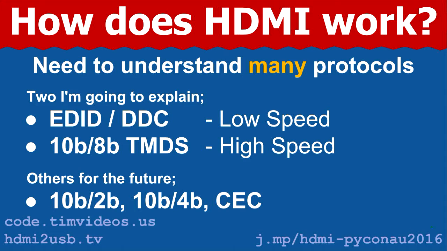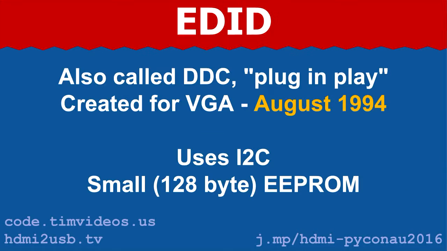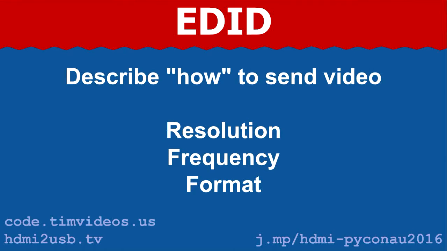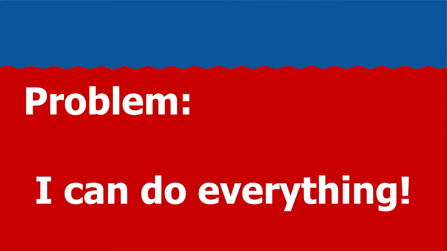the two main ones. There's one called EDID. So what is EDID? EDID is basically copy and pasted from VGA. It tells the computer what the display can do. It's kind of part of the plug and play type thing. Before then, you had to look up in your manual and type some numbers into your computer. It uses a protocol called I2C to talk to an EEPROM, which has some data in it. It uses these two pins. It basically tells the resolution, frequency, and format that the display works at.